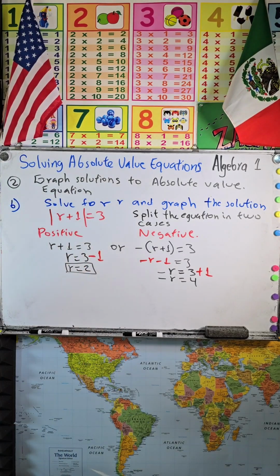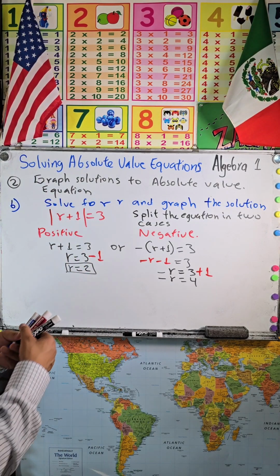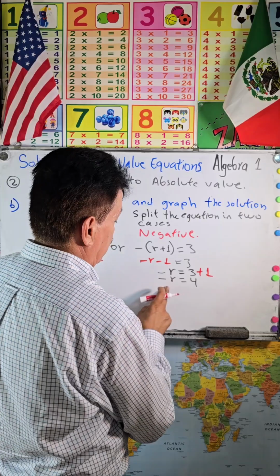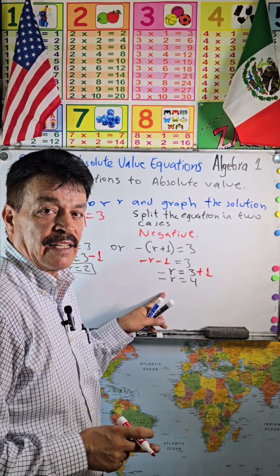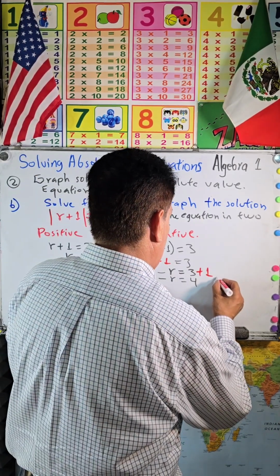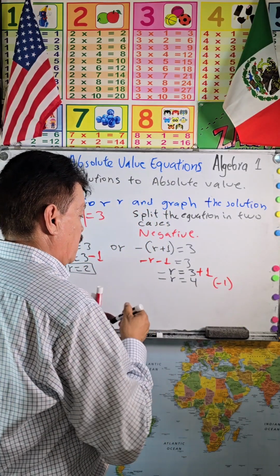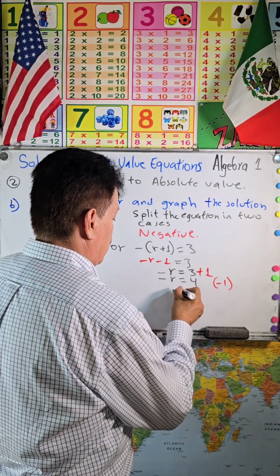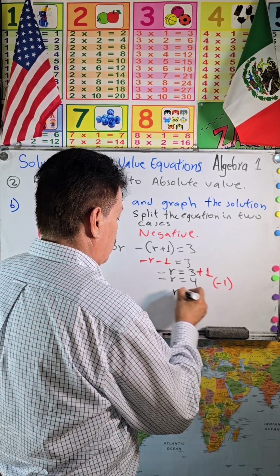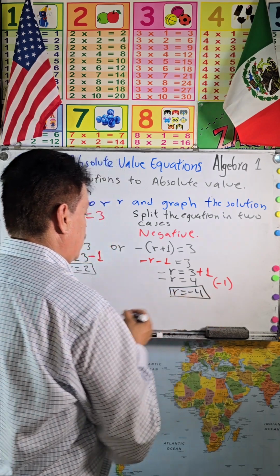But now we have to multiply this, because the variable cannot be negative. So multiply by negative 1, and we will have r equals negative 4. See it?